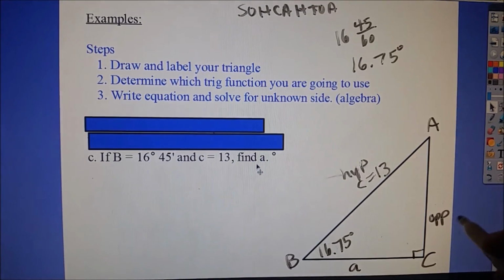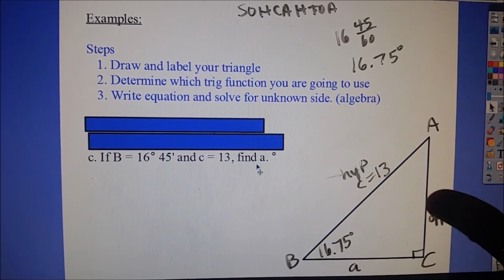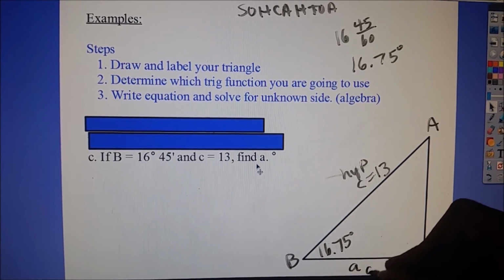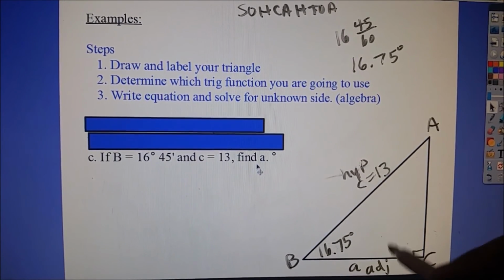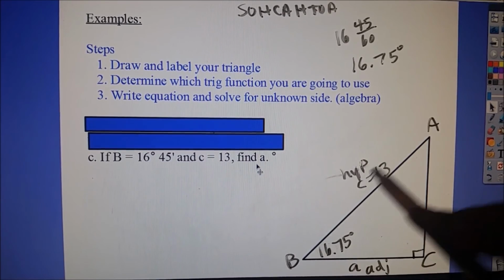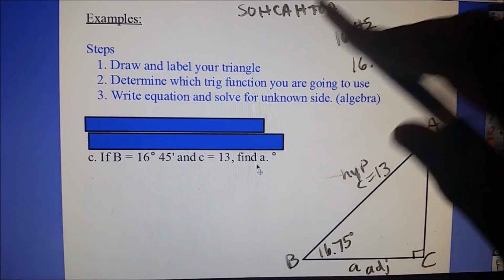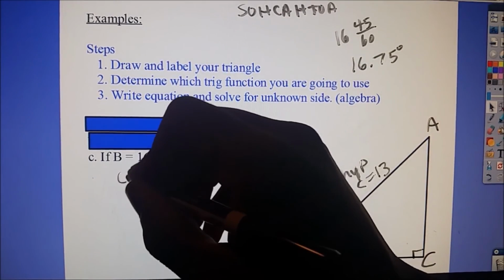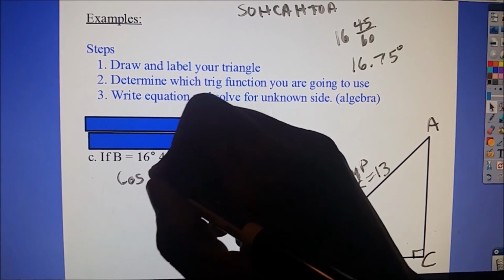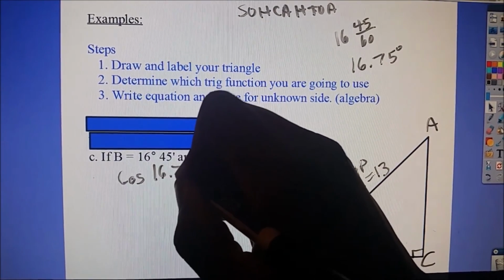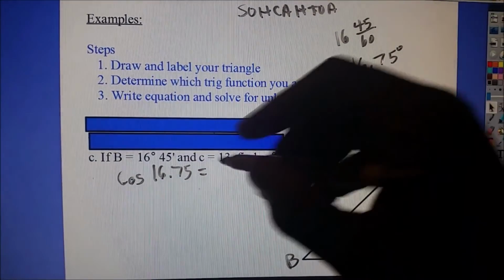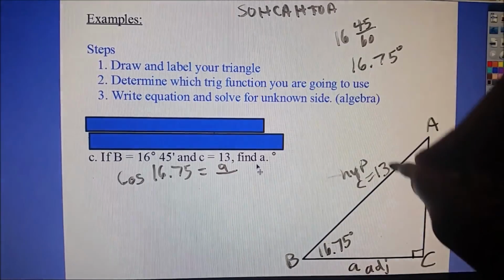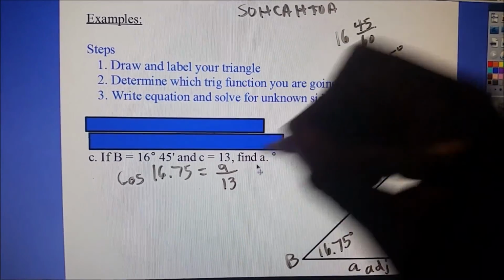Set up your equation. What's your equation? We want to find the opposite. No, we want to find the adjacent, so let's get rid of opposite. We want to find the adjacent because we're looking for little a, and we know our hypotenuse. So adjacent, hypotenuse, we're talking about cosine. So set it up. Cosine of 16.75 is equal to the adjacent a divided by the hypotenuse 13.